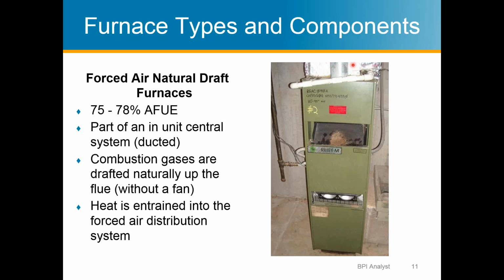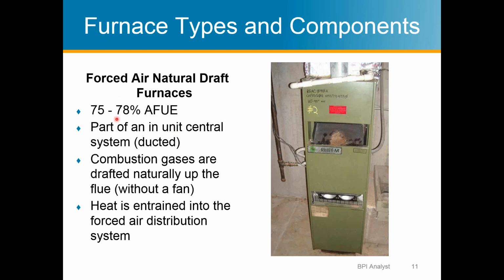The silver piece is an HVAC evaporator coil. So this is the condensate line off of it. But we're just talking about the furnace today. So forced air means it's a ducted system with a big blower down below. Natural draft means that the draft is just working off of gravity alone.